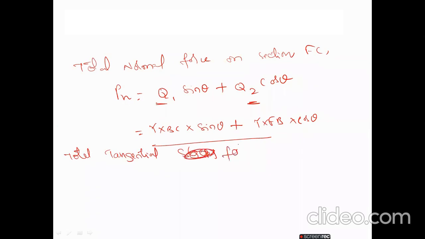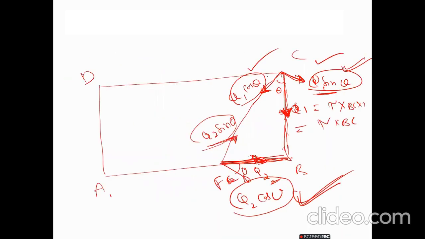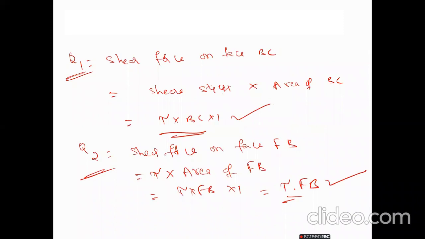Sorry, total tangential force on section FC. That is Pt equal to Q2 sin theta minus Q1 cos theta. So here, this one Q2 sin theta. Here this is the normal direction, and here if you see, it is in the opposite direction, that's why we are taking negative, that is the minus Q1 cos theta.